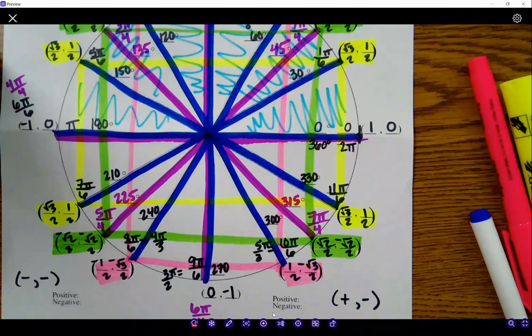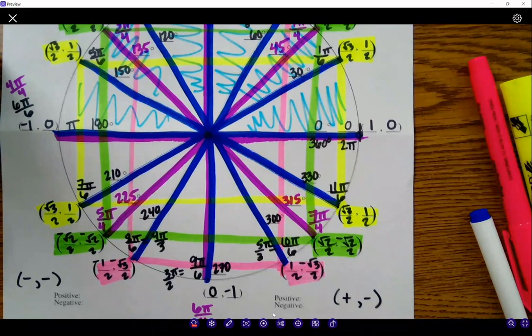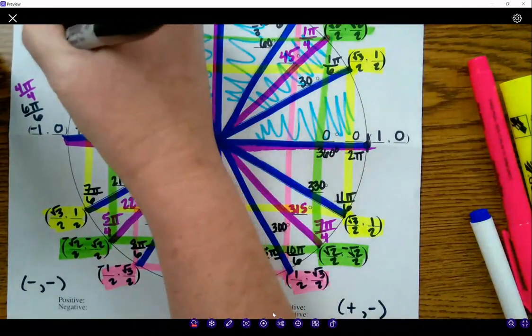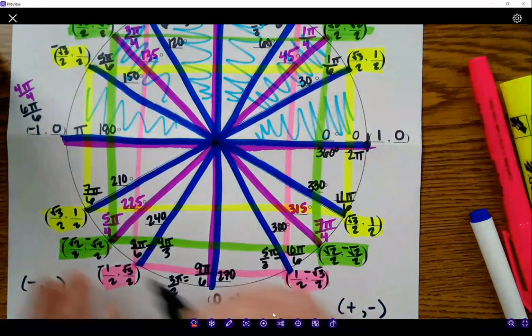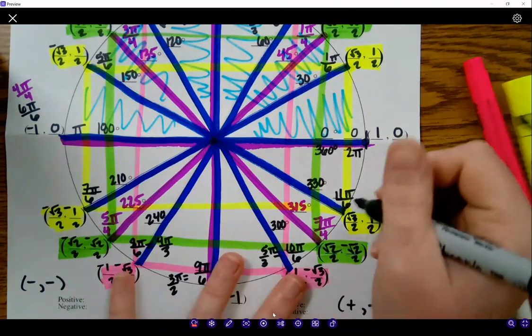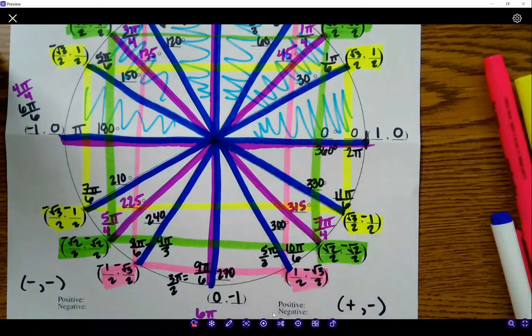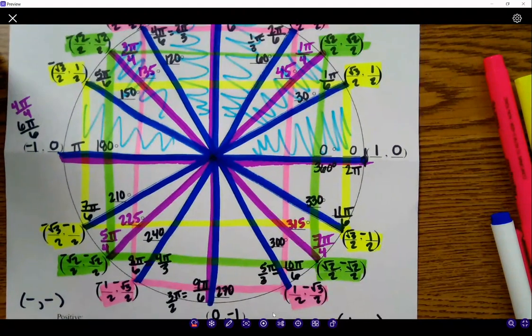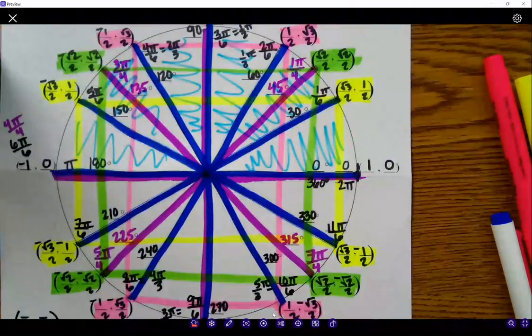Okay, last but not least, we need to address our positive and negative values. In quadrant 2, our x value is negative, our y value is positive. In quadrant 3, both our x and y are negative. And in quadrant 4, the x is positive and the y is negative. Okay, so that is it on the unit circle.